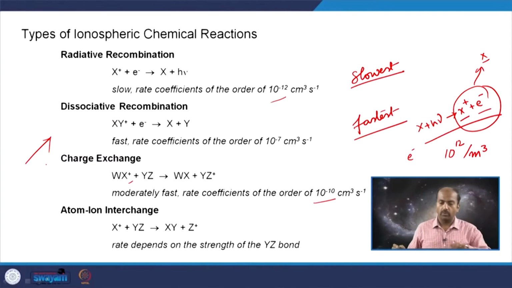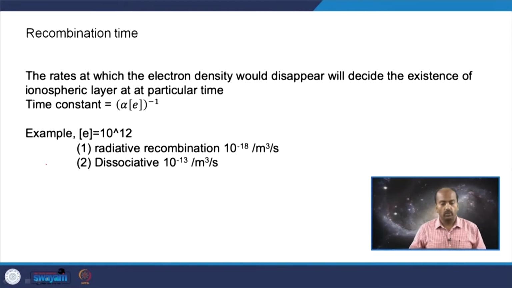Of these processes, dissociative recombination is the fastest process. Let us see if that is the case. Simply speaking, the rates at which electron densities disappear will decide the existence of an ionospheric layer at a given time. So, time constant. How do you define the time constant? Time constant is the duration of time over which the electron density will successfully recombine with the ion density to give you neutral species. Alpha is the recombination coefficient.